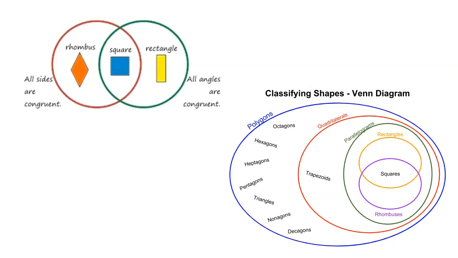Okay, so here are 2 Venn diagrams. A Venn diagram is just circles that intersect. Remember that word intersect? Right there, those 2 circles meet up. The first Venn diagram shows that everything in the red circle has sides that are congruent, and congruent means same. So that rhombus has all of its sides the same length.